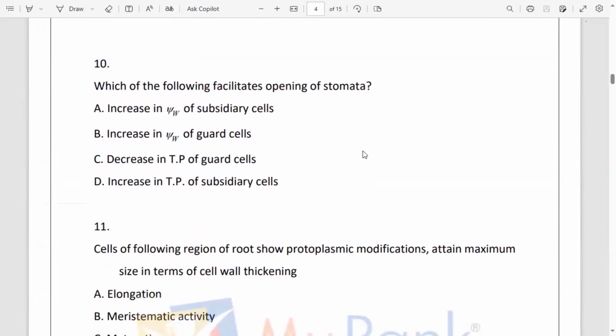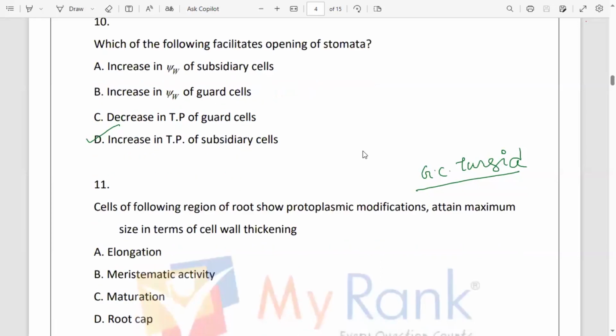Now, which of the following facilitates opening of stomata? So if you want to open stomata, the guard cells have to be turgid. Turgid guard cells in the sense they should be having more amount of water. When they get more amount of water, the water potential value in guard cells will go on increasing. So now here we can keep B as an answer.